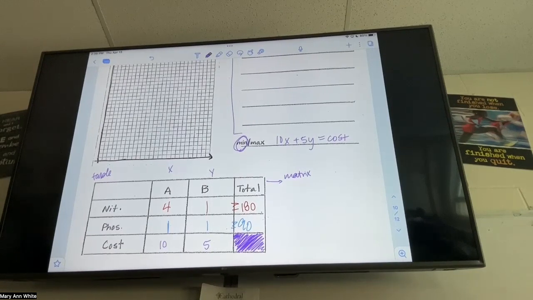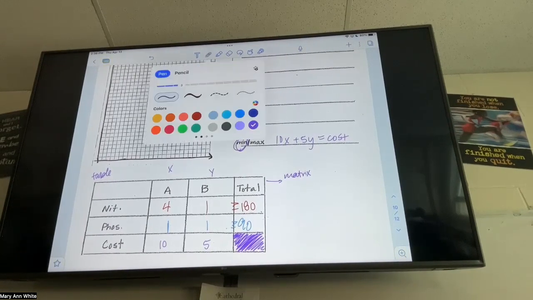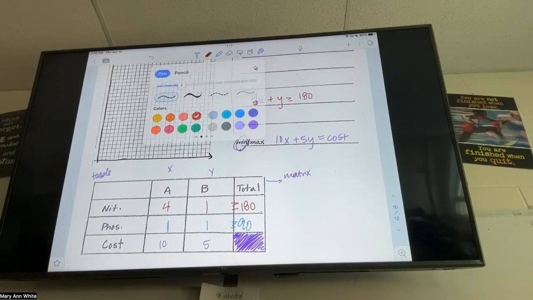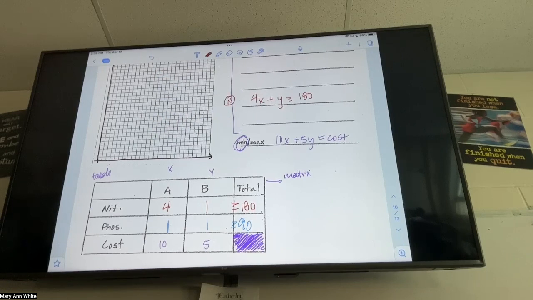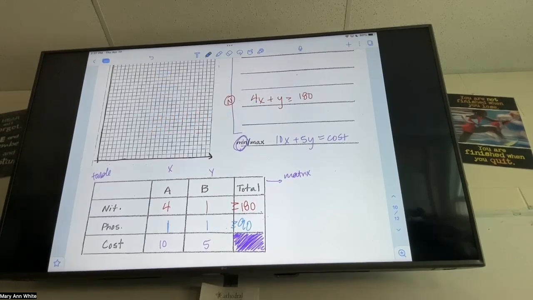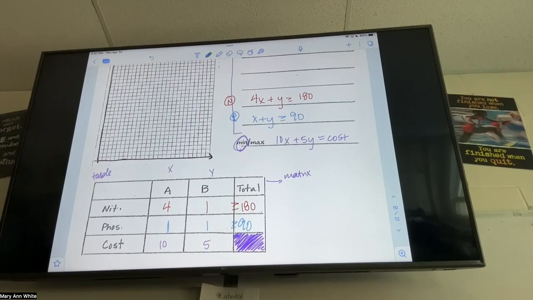I'm going to do the same thing with the nitrogen and the phosphorus equations too. So I'm going to do my nitrogen equation is 4x plus 1y is greater than or equal to 180. And that was my N, my nitrogen equation. I just put a little N next to it so I know where that came from. Now I'm going to do the phosphorus one, my P equation, which is x plus y is greater than or equal to 90.